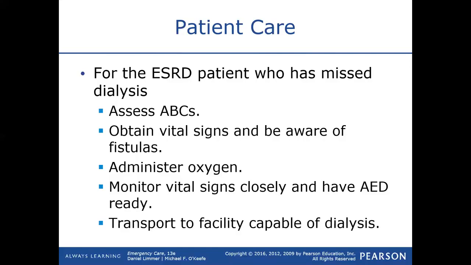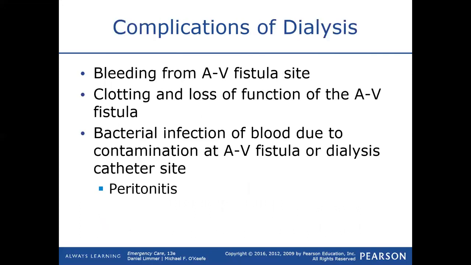So it's very important that these people are on schedule for their dialysis, and if they miss it, it can be fatal. All right. Complications: bleeding from the AV fistula site, clotting and loss of function of the AV fistula, bacterial infection of blood due to the contamination of the AV fistula or dialysis catheter site. Okay, so we might see if the AV fistula gets messed up and it starts bleeding.